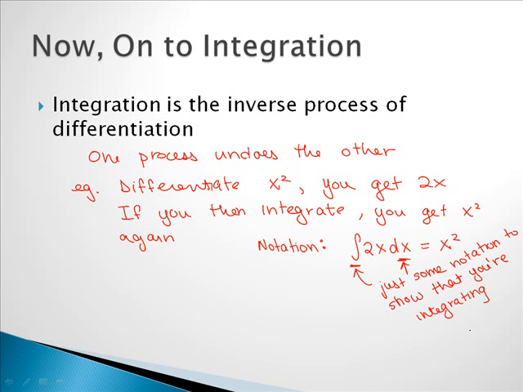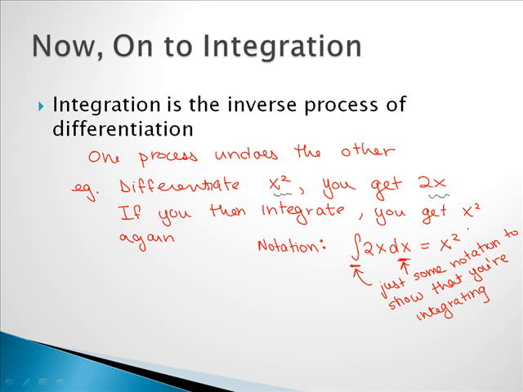So now let's go on to the second branch of calculus, which is integration. And integration is the inverse process of differentiation. So one process undoes the other. For example, if we differentiate x squared, we already know that we get 2x. If you then integrate 2x, you'll get x squared again. And so, again, all we're doing is undoing the process of differentiation.